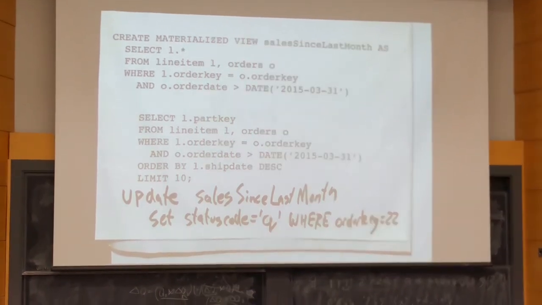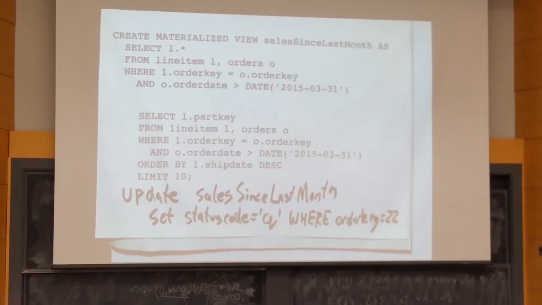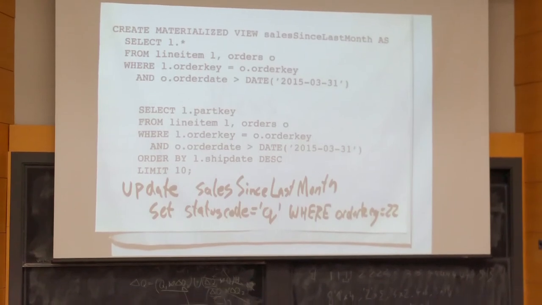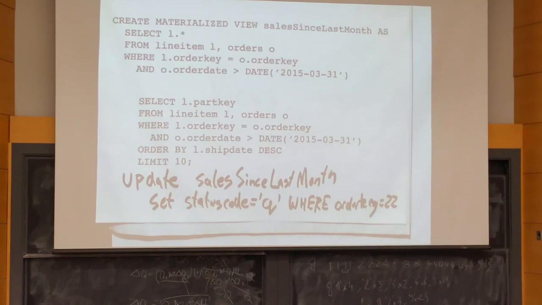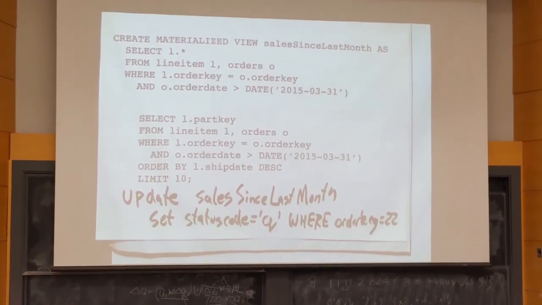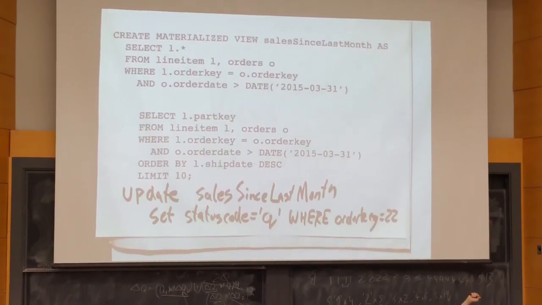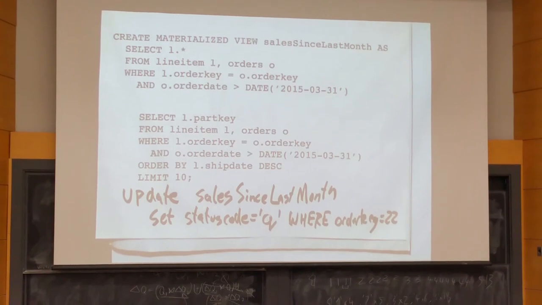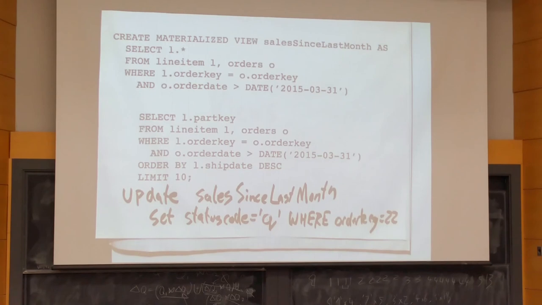That's a great observation. We would, in general, actually want to go back to the original relation. But even that sometimes has problems. In this particular example, there's a very nice correspondence between the rows of line item and the rows of sales since last month. That correspondence isn't guaranteed to always be there.